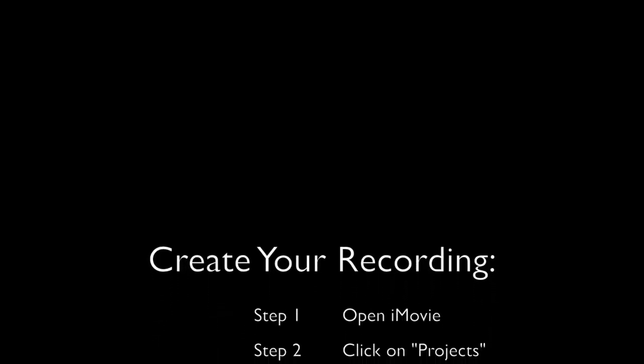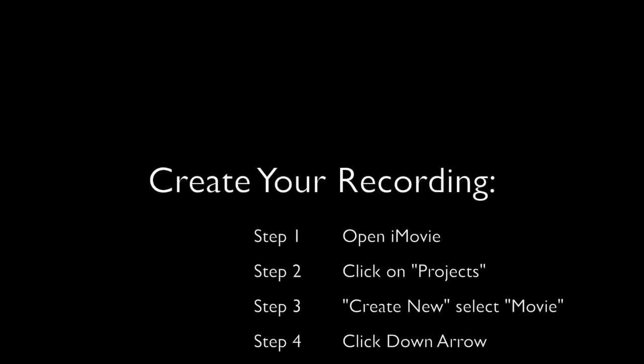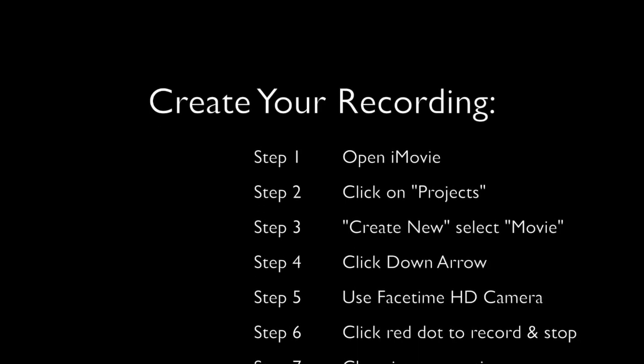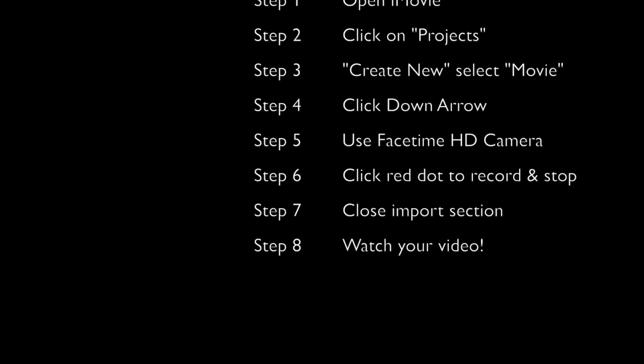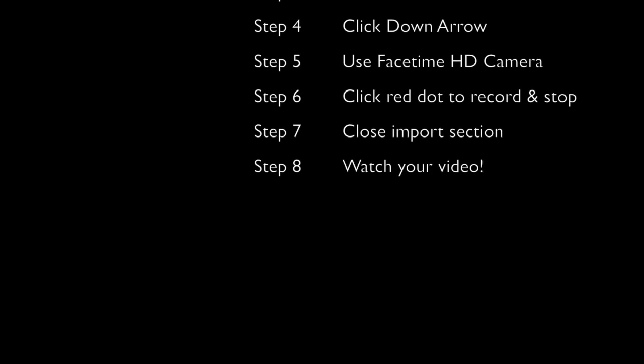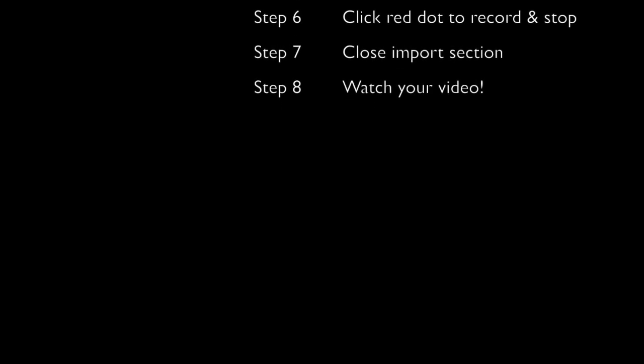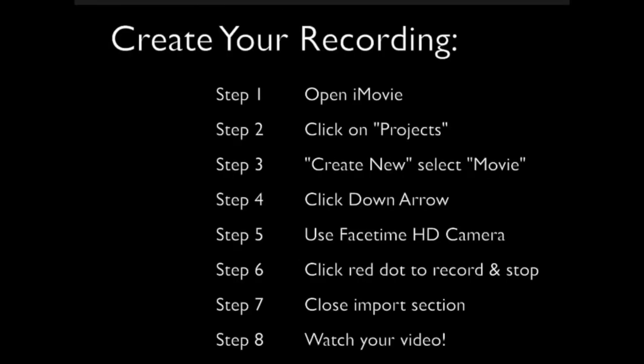So to review, to create your recording, open iMovie, click on Projects, create a new project by selecting Movie, click on the down arrow, open the FaceTime HD camera, click on the red dot to record, and then import your video and watch it. Feel free to pause this video on this screen to remember these steps.